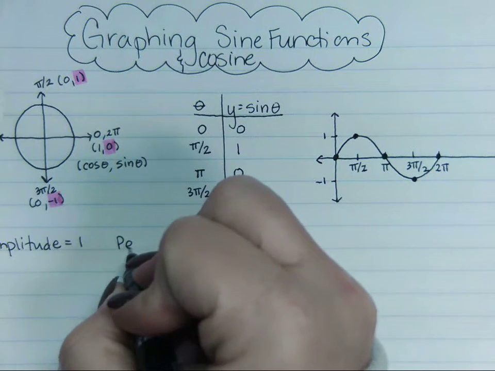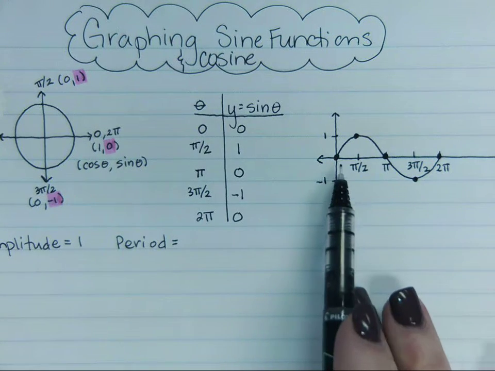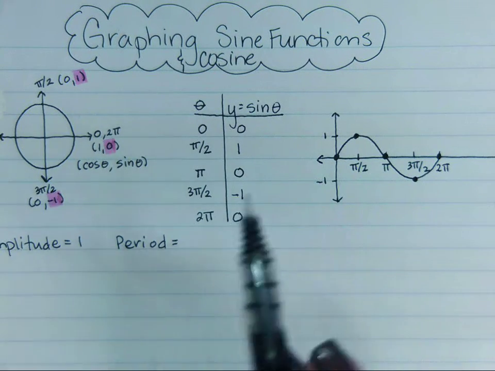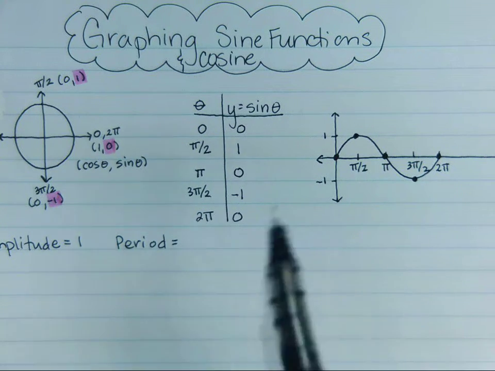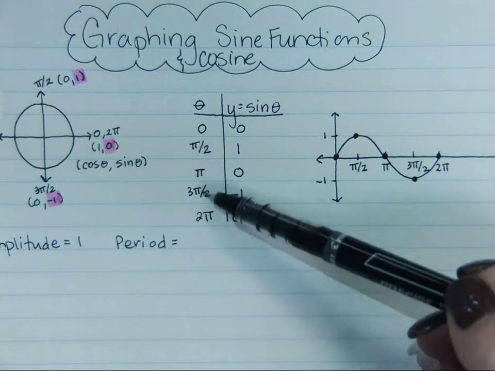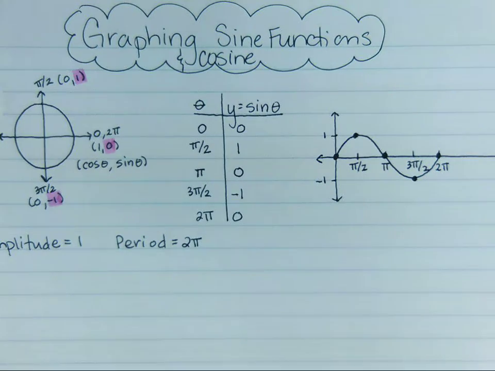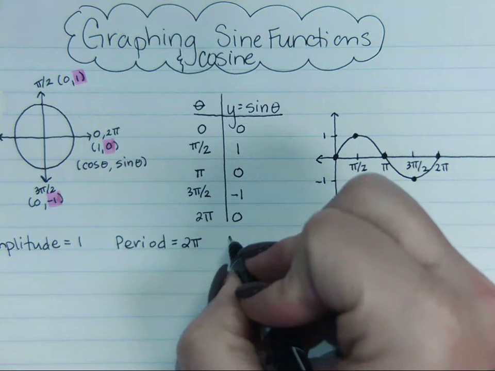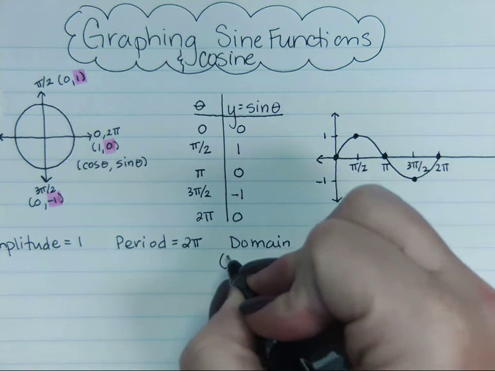We also have something that we call the period. Now the period is the length of this sine curve. It's how long from start to finish. And so just when we started at 0, we ended at 2 pi. That's what we call the period, which will change eventually. The domain, which is sometimes called the initial interval.